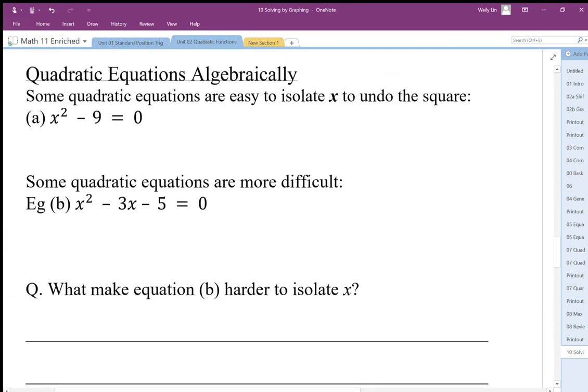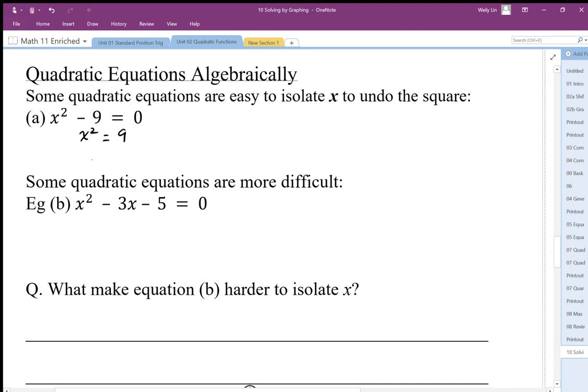So it comes into that we can solve some of these algebraically as well. Okay, and algebraically, if we solve them by algebra, we're basically undoing the calculation. So we can undo this calculation by doing plus 9 on both sides. And we undo squares by square rooting.